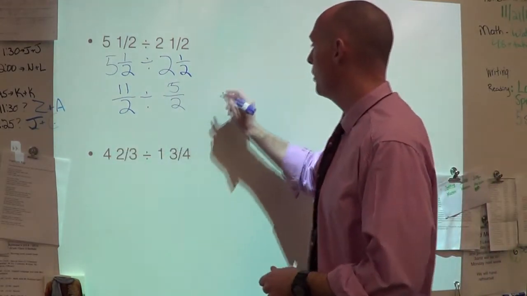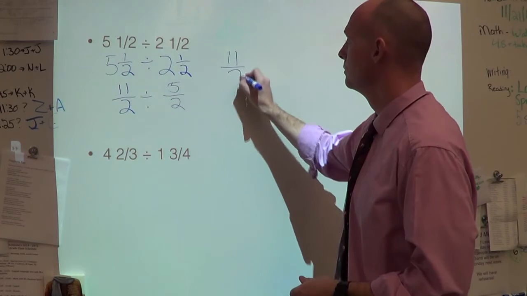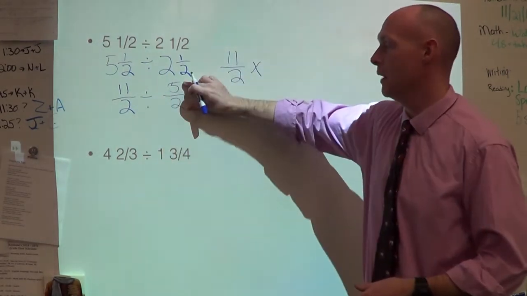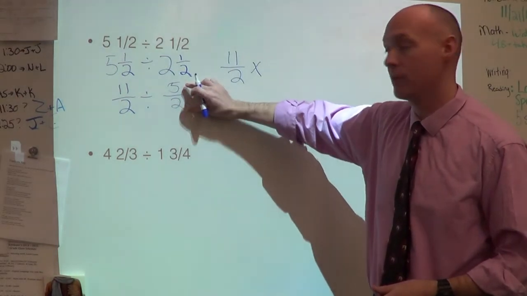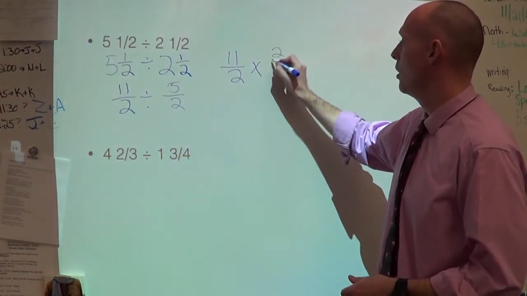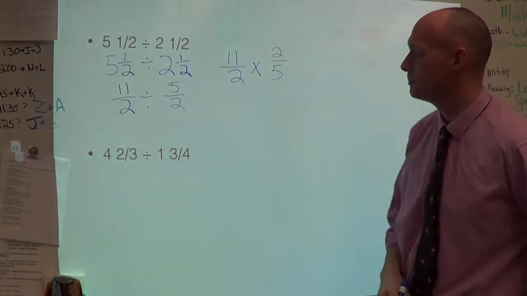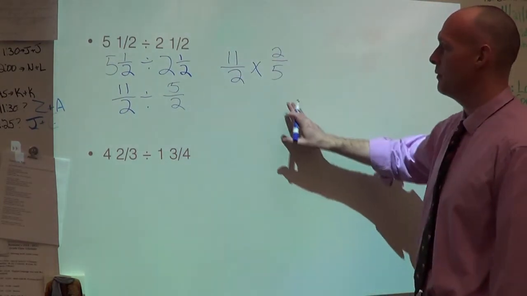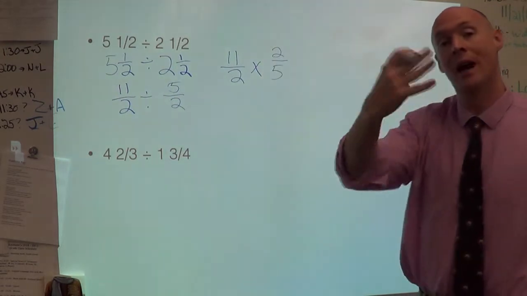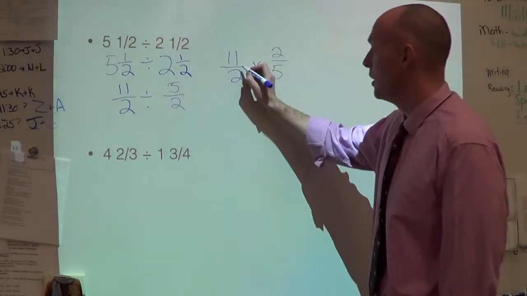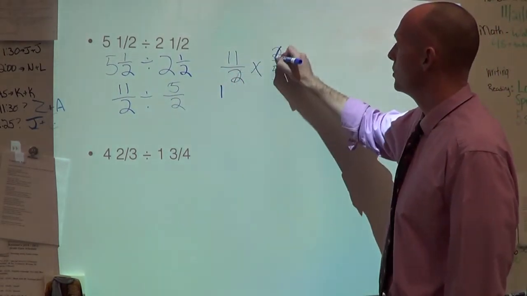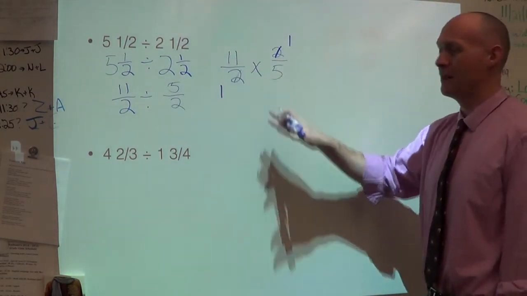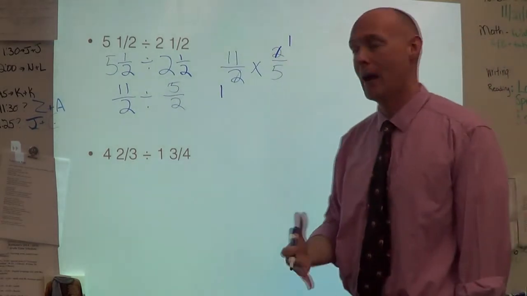So we're going to keep 11 over 2. We're going to switch that to multiplication, and then we're going to flip it. So 5 over 2, the reciprocal is going to be 2 over 5. Perfect. Next, multiply. So I look, okay, anything I can simplify first? Ooh, I see 2 and 2. I know 2 can go into those. So 2 goes into 2 one time, 2 goes into 2 one time. Perfect. So now I have 11 and 5, nothing I can do to simplify that.